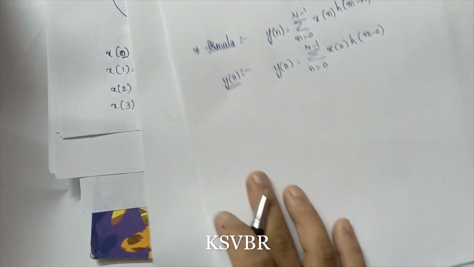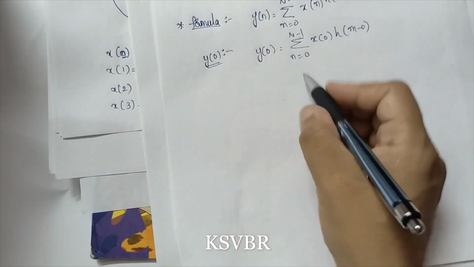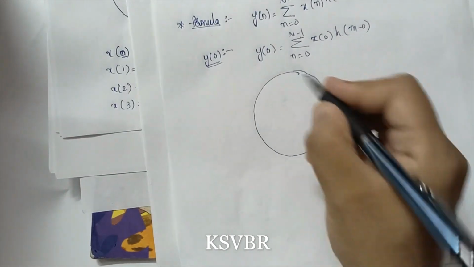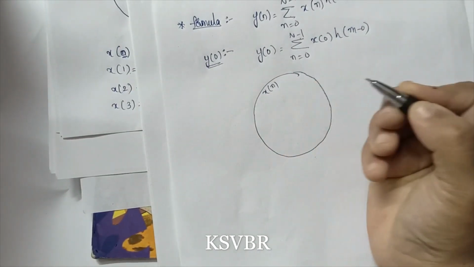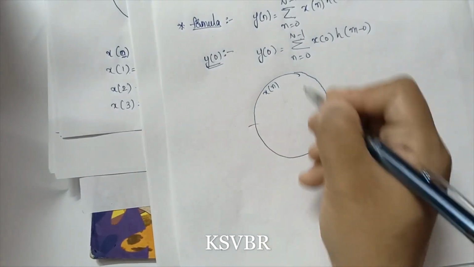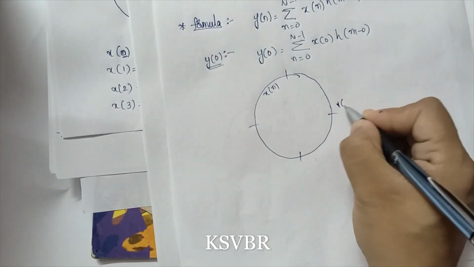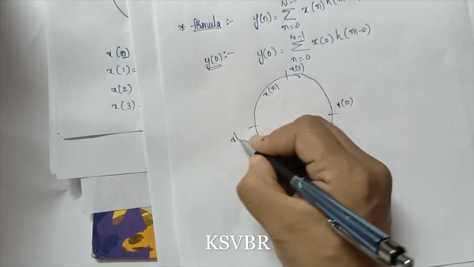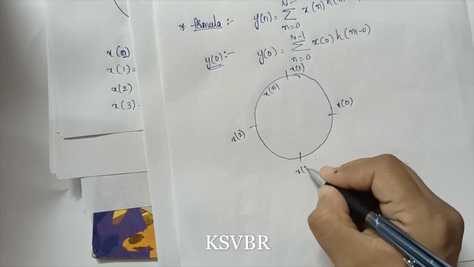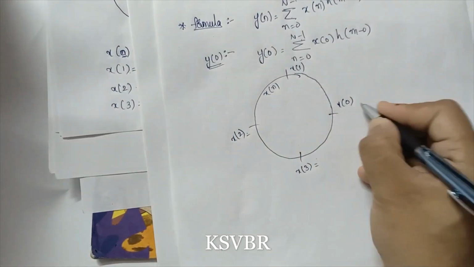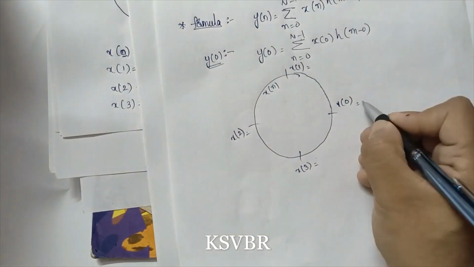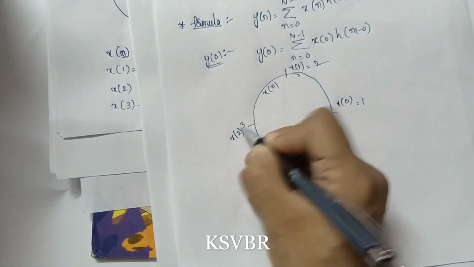And now here if you see, we have to take a big circle representing x of n. So we know x of 0, x of 1, x of 2, x of 3, and you have to write down the values also. So what will be the values? The values will be 1, 2, 3, 1.